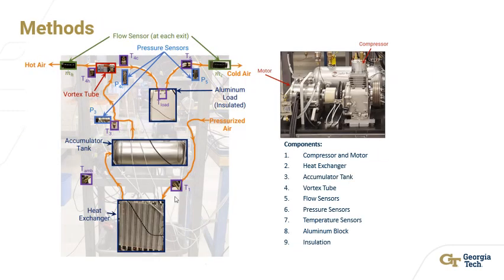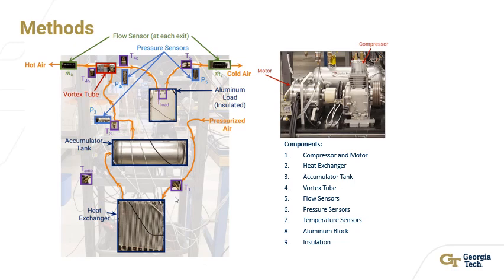There are many key components for this experiment, starting with the compressor and motor. The compressor, driven by an electric motor, is responsible for pressurizing the air needed to initiate the refrigeration cycle. The heat exchanger cools the pressurized air down to ambient temperature as it passes through, preparing it for the refrigeration process.